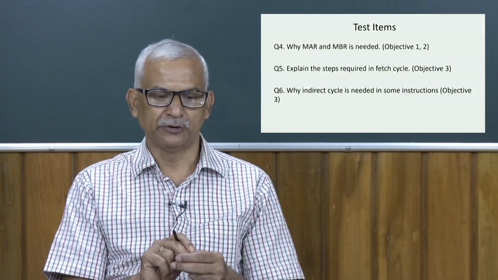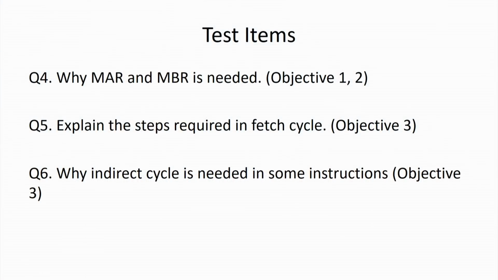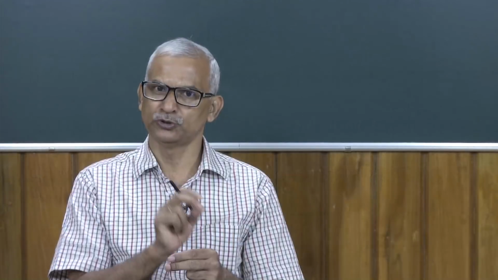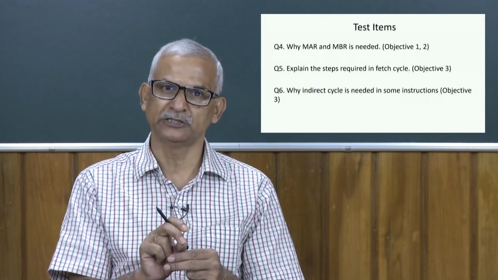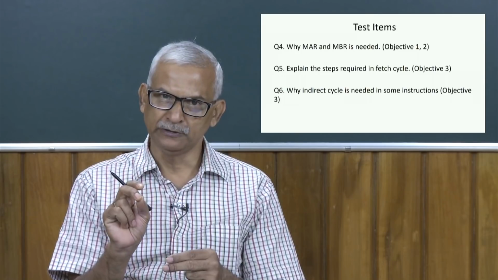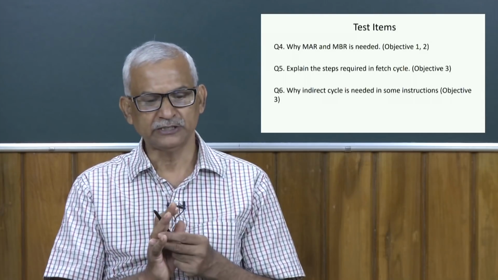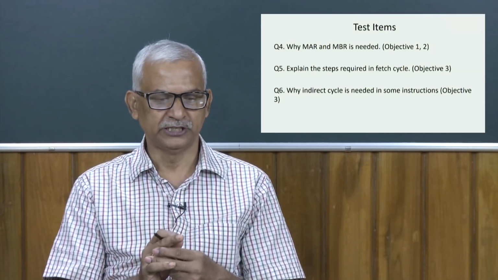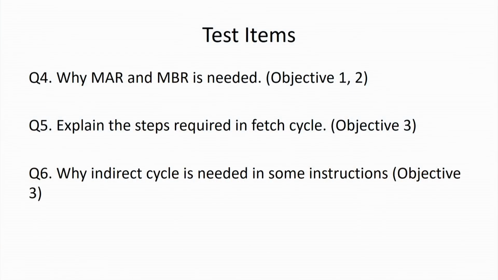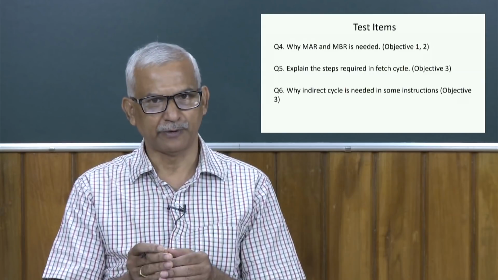Explain the steps required in the fetch cycle. Instruction execution has two cycles, fetch and execute. Fetching is nothing but taking the information from main memory to the processor. We have to perform a specific task to complete the fetching of the instruction, and this is the same for all instructions, and we have already discussed how to do it. Now, question 6: why is the indirect cycle needed in some instructions? This is objective 3, because if an instruction needs data, but the data is not available inside the processor, then we have to take it from memory.